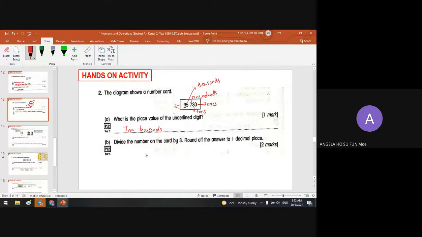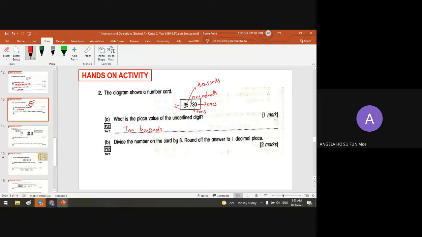Okay, B. Anyone want to try out the answers? What is your answer for 2B? Anyone want to give me the answer for 2B? Excuse me? Anyone? If no, I should call your name to say out your answer. What is your answer? Eva? Yes, teacher. Okay, what is your answer for 2B? 10,000.